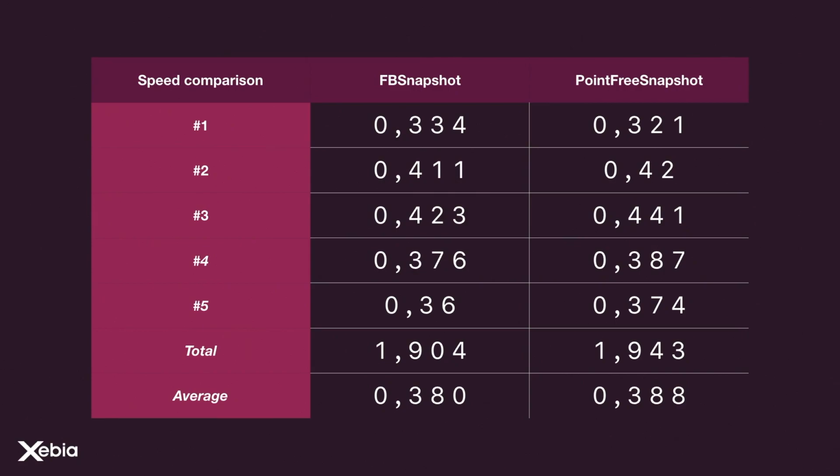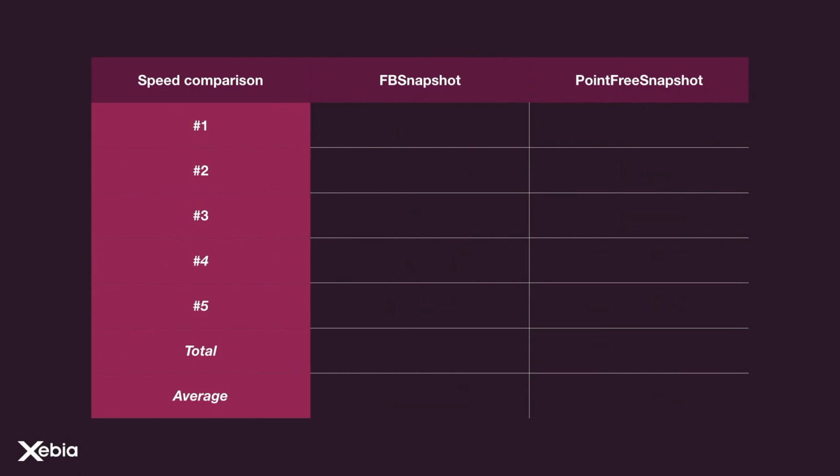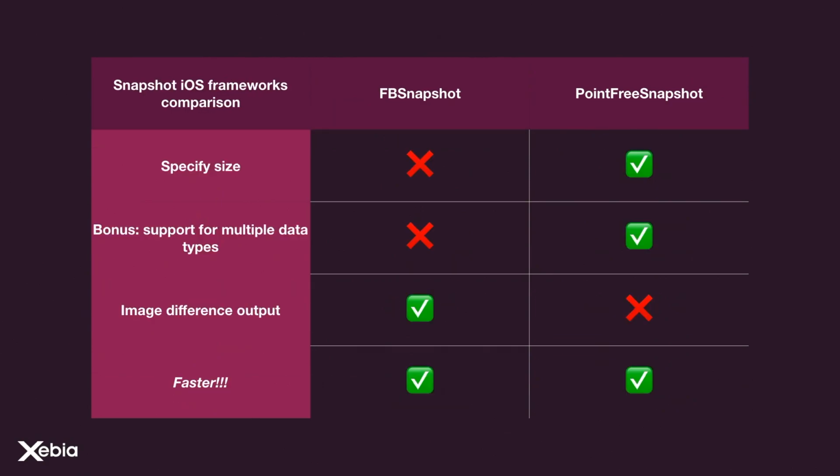But one reason that this could be faster is maybe because it uses Objective-C instead of Swift. Well, that concludes the comparison for now, where we think that point-free snapshot is a valuable choice to create a POC for. So we also want to integrate this in our CI.